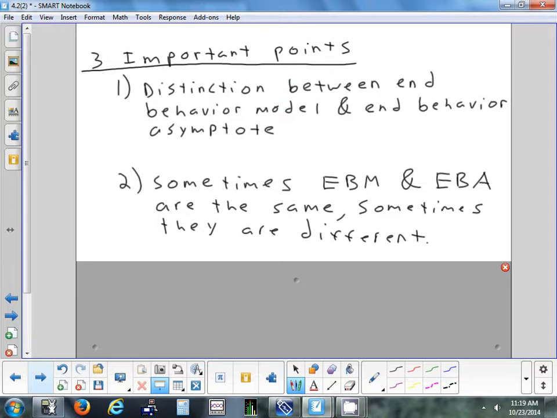Sometimes the end behavior model and end behavior asymptote are the same. Sometimes they're different. It depends on the problem. In general, in this section, we're going to focus on end behavior asymptotes. End behavior model is something we usually do when the degree of the numerator is less than or equal to the denominator.